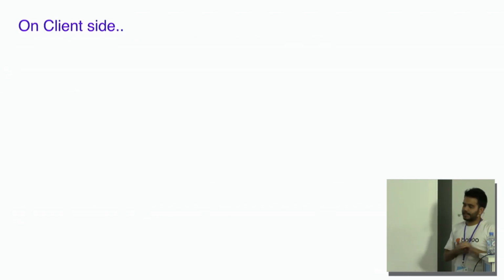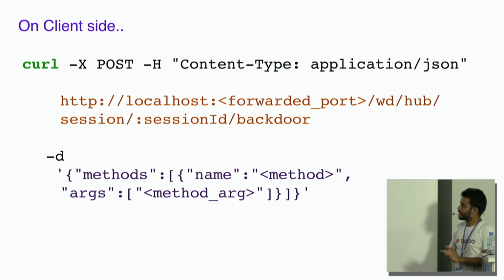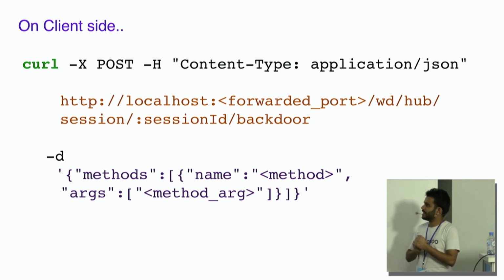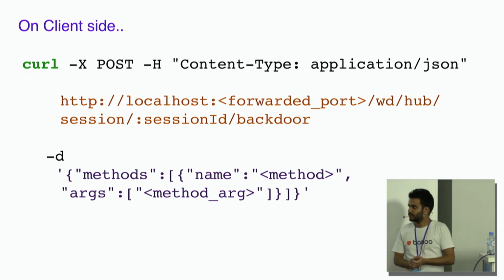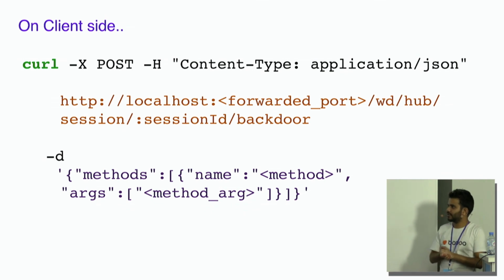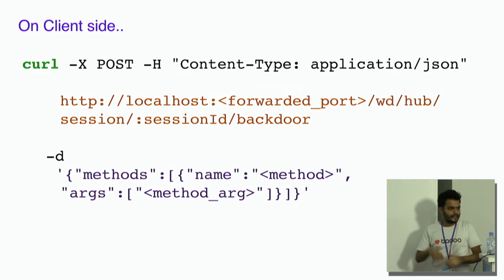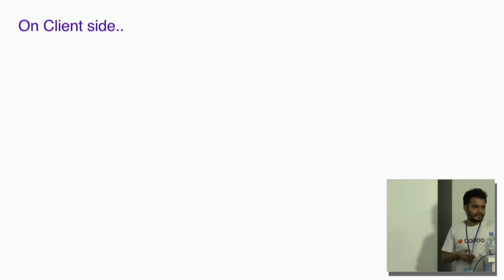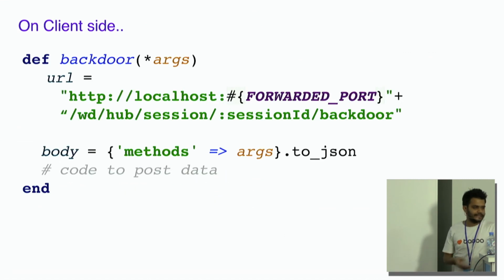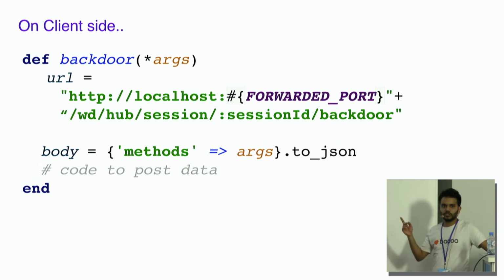And on the client side, basically all we need to do is post some methods which we want to invoke using backdoor. So on the backdoor endpoint, this is the structure in which we can post the methods. We can also do method chaining. We can post more than one method. And if you are using some client bindings, you can in fact do something like this. That's what I showed in the demo.